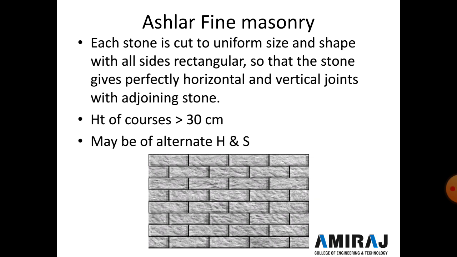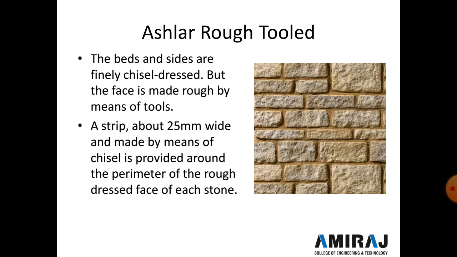Here the brick size is not 30 centimeters in height, but it is nearer, and it looks like brick masonry. Now the next type of masonry is ashlar rough tooled masonry. The bed and sides are finely chiseled dressed, but the face is made rough by means of tools, and a strip of about 25 mm wide, made by means of a chisel, is provided around the perimeter of the rough dressed face of each stone. Thickness of the joint is not more than 6 mm.